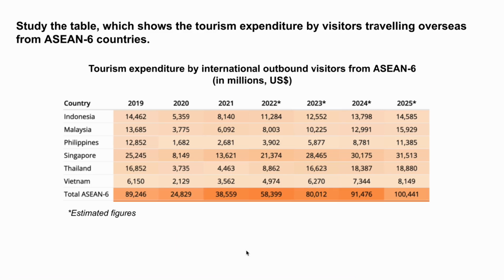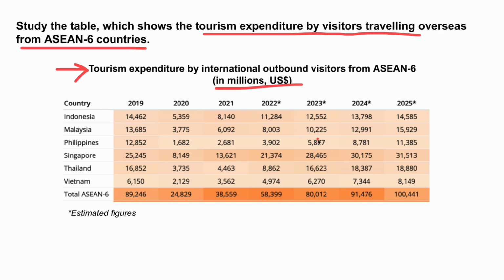Moving on to a different kind of table. So in this case, the table shows you tourism expenditure by visitors traveling overseas from ASEAN 6 countries, which actually means that all these countries, when Indonesians travel abroad, how much they spend, when Malaysians travel abroad, how much they spend. Okay, this context is repeated again in the title here. And take note that the units here is in US dollars, millions of US dollars. So whatever number you see there, times a million.